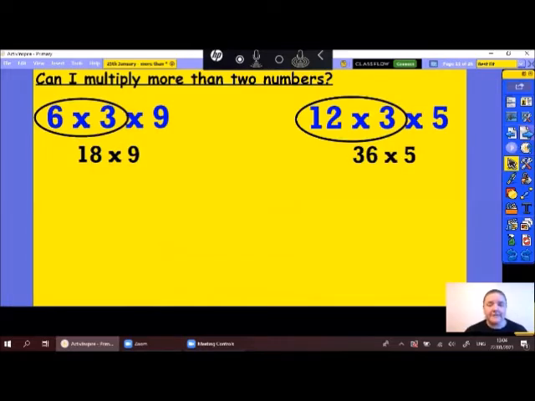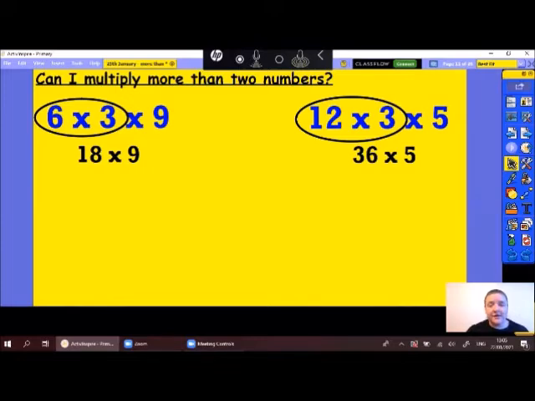Okay, so the first part of each calculation, we have here 6 times 3, which is 18. So now we have 18 times 9. And this side, we have 12 times 3, which is 36. So now we have 36 times 5. Okay, now's the time for the grid method. Pause the video and solve both calculations.